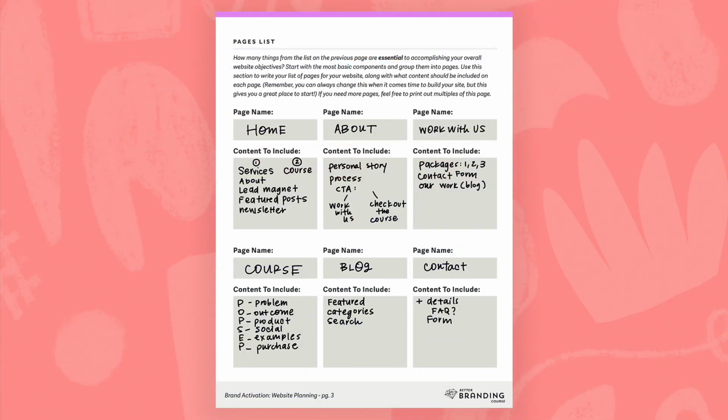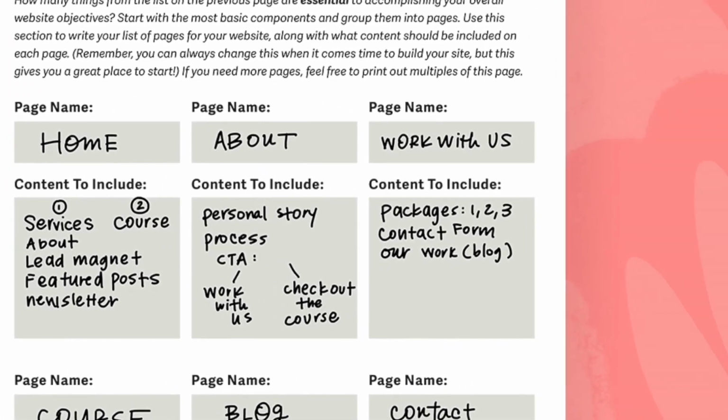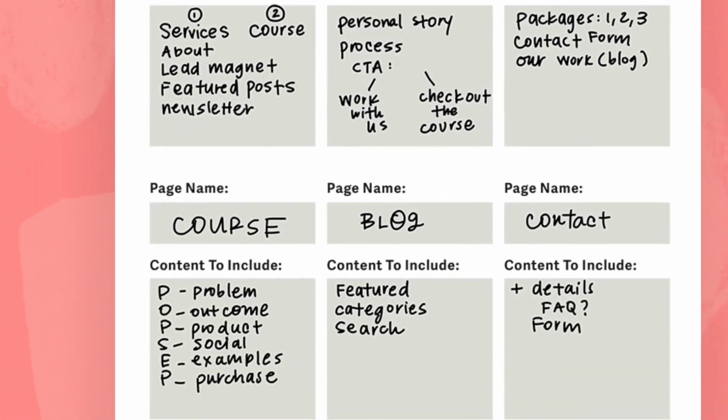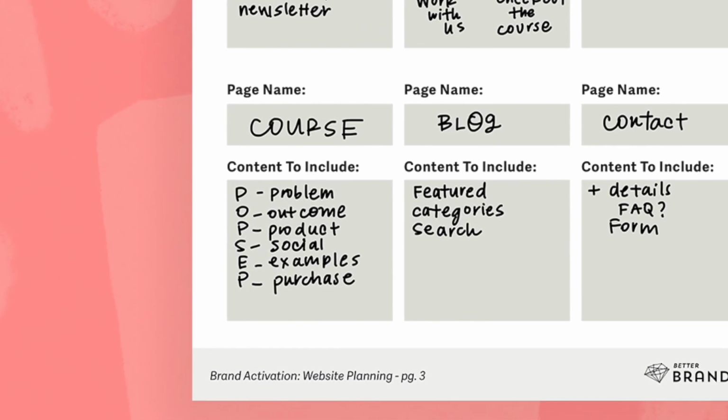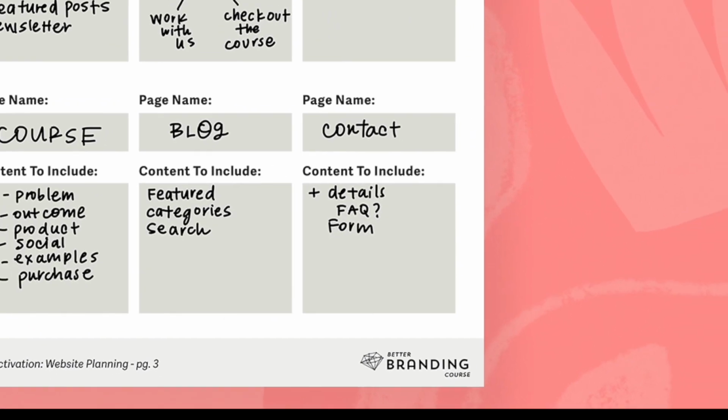This pages list worksheet is available inside the Better Branding course and also inside Wandering Aimfully. I'm not going to get too far into the worksheet, but I did use this to list out the 6 pages that I thought were necessary to make this a useful website for something like a creative studio that had both services and products. So you can see I've listed the home page, an about page, a work with us page, which is a services page, a course like sales page to sell a course or a digital product, a blog, and then a contact page.